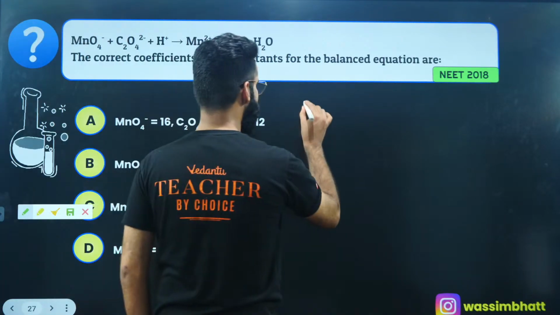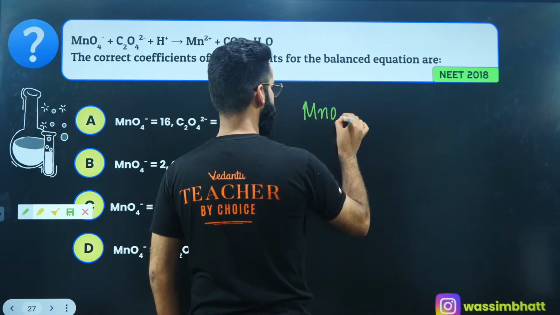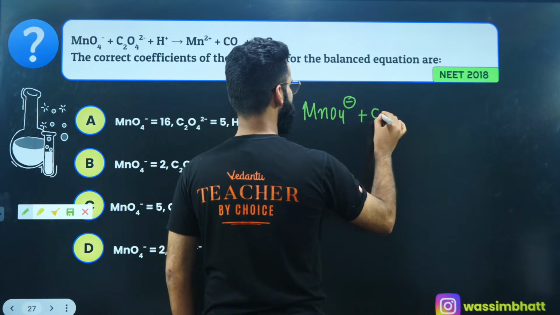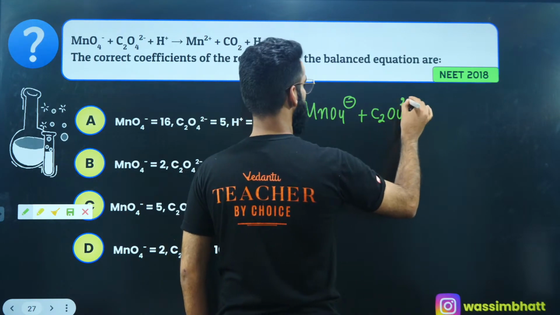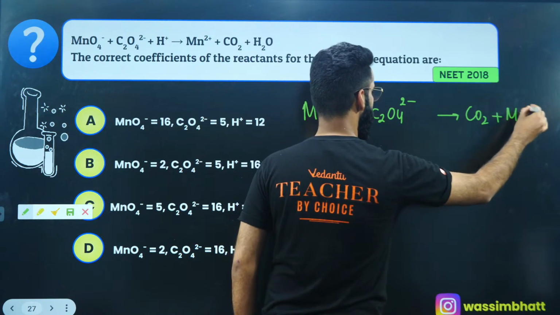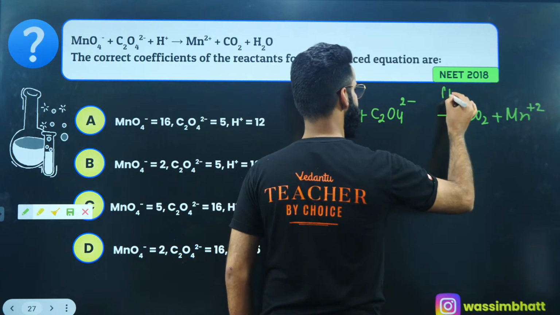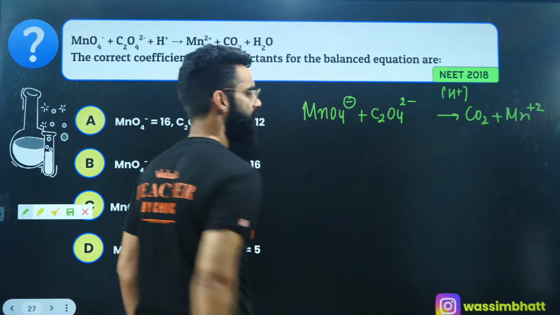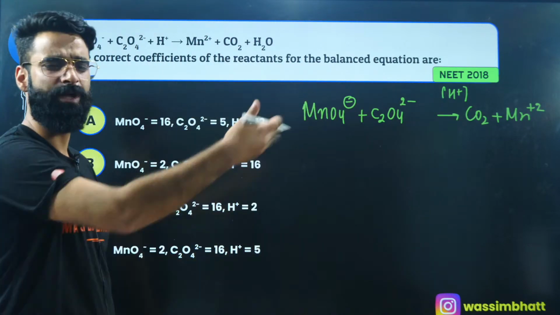See guys, I'm just writing something like this. MnO4 negative is converting oxalate ion into what? Into carbon dioxide, and itself is getting converted into Mn dipositive. I need to balance this reaction in acidic medium. So which method will I be using? Let me use the oxidation number method.